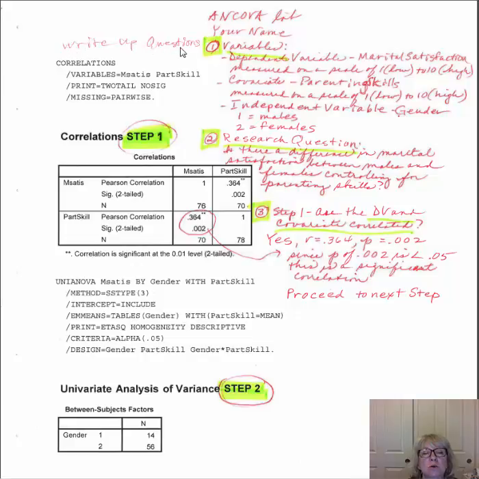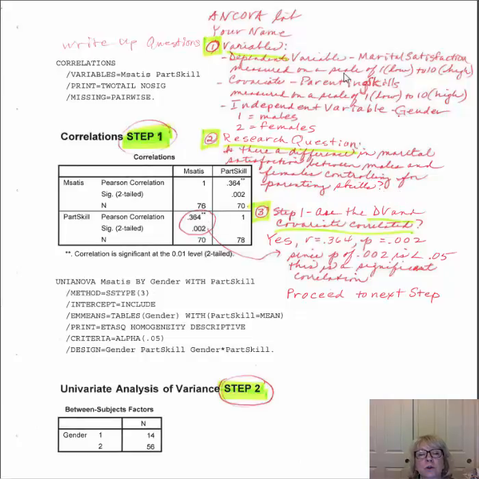You also have to do write-up questions, and there are 5 of those. The first one is to talk about your variables. The dependent variable here is marital satisfaction, measured on a scale of 1, which is low, to 10, which is high. The covariate is parenting skills, also measured on the 1 low to 10 high scale. The independent variable is gender, coded 1 for males and 2 for females. The research question is: is there a difference in marital satisfaction between males and females controlling for parental skills?